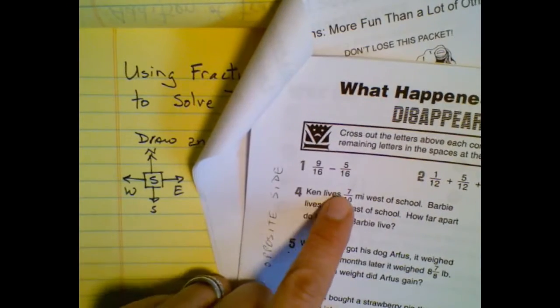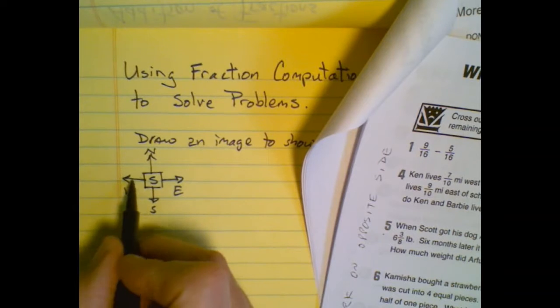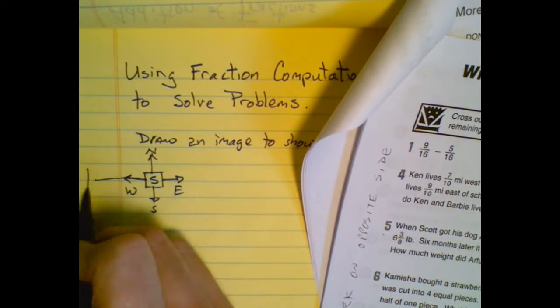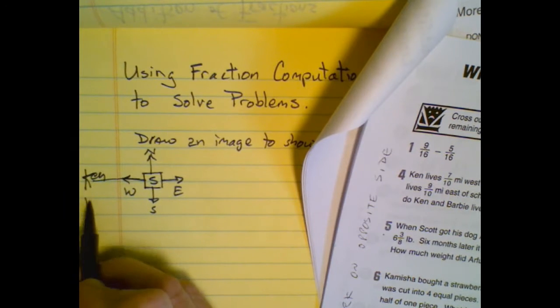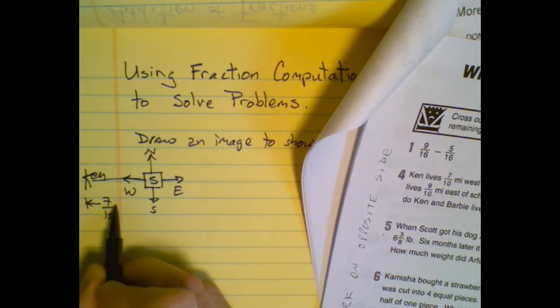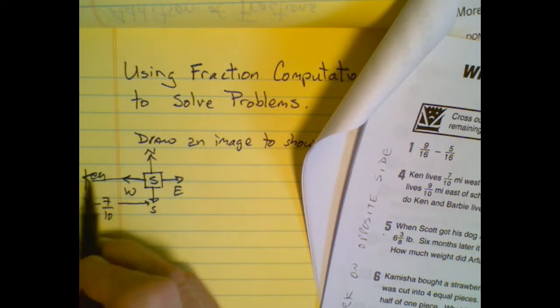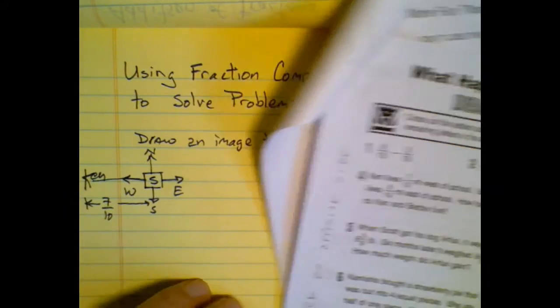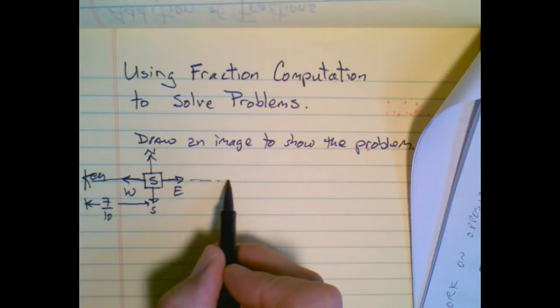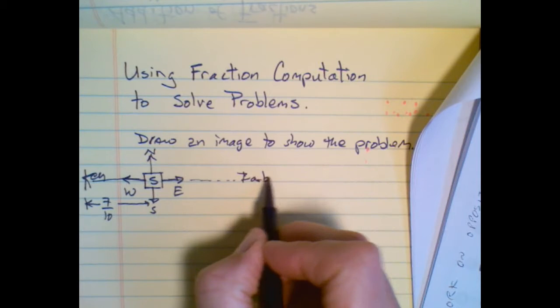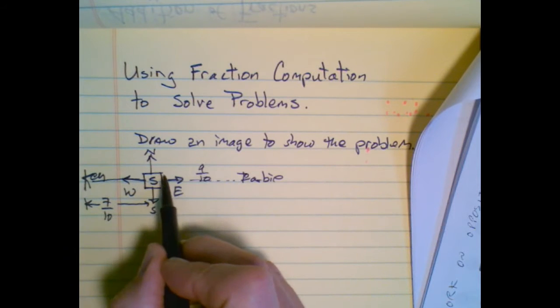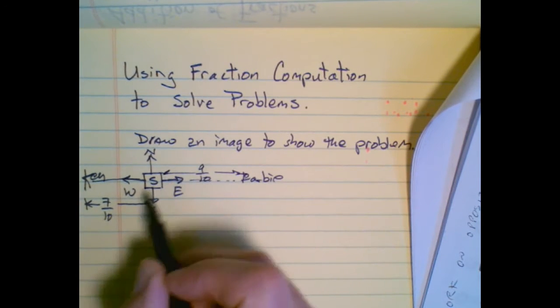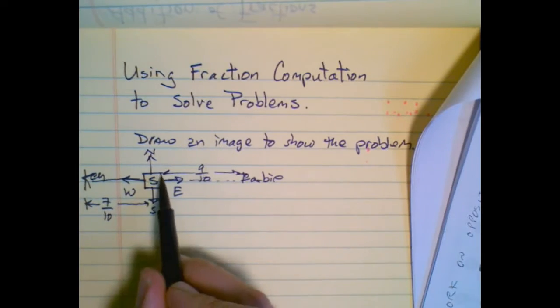So it says here that Ken lives 7/10 miles west of school. So here's Ken. I'll put big K for Ken. And he is 7/10 from school. So he's 7/10 of a mile from school. And it says that Barbie lives 9/10 miles east of school. So Barbie lives this direction. And here's Barbie over here. And she lives 9/10 from school. So Ken 7/10 away from school, west, Barbie 9/10 east.